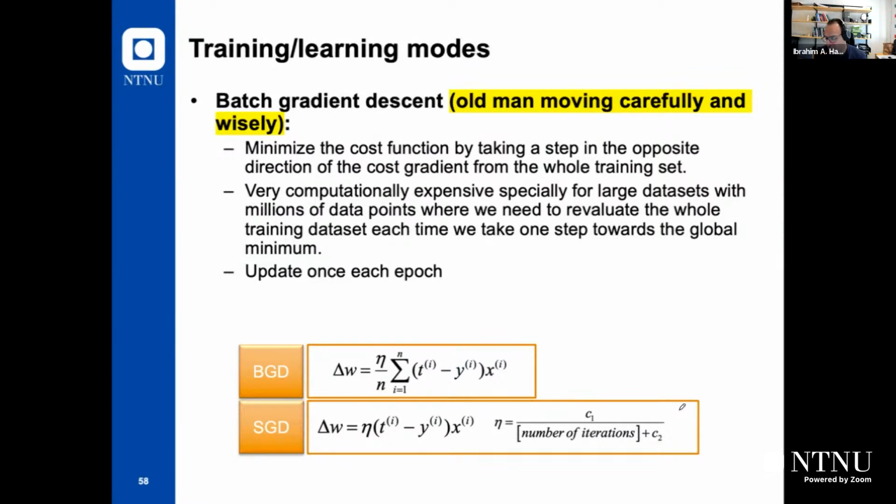It is used to minimize the cost function by taking a step in the opposite direction of the cost gradient from the whole training set. Very computationally expensive, especially for large data sets with millions of data points, because I need a memory which can handle all my data. After that, I need to calculate the gradient for each example, and at the end I will calculate the average or mean gradient, and I will use this mean gradient for adjusting my weights only one time. So it will take huge time.